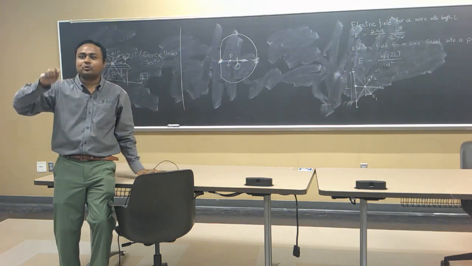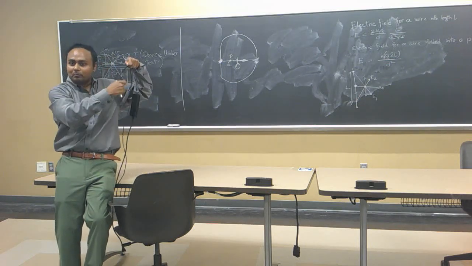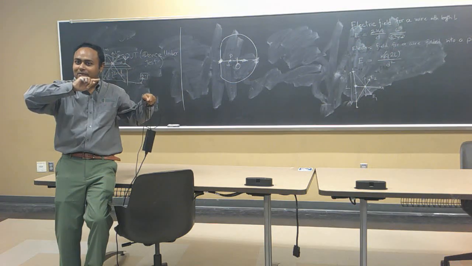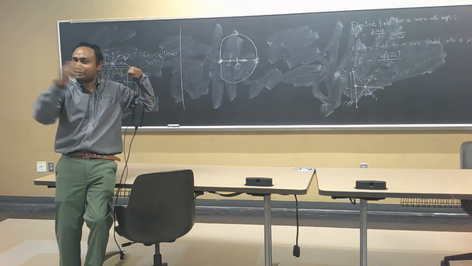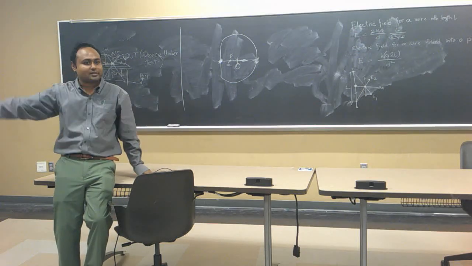So if you try to draw the electric field intensity with respect to distance from this loop, you will see that the electric field initially increases as you go away from the center, but at one point of time, it's going to come down again. It decreases, right?